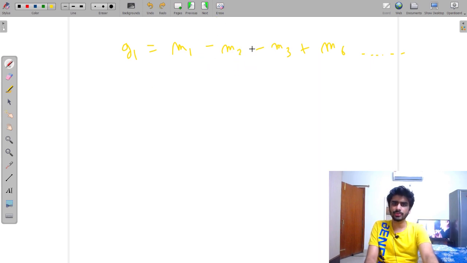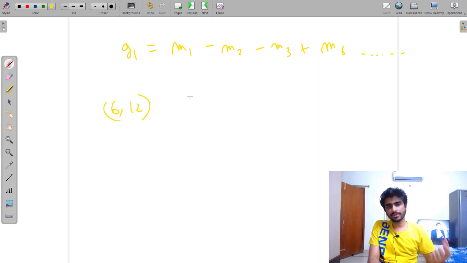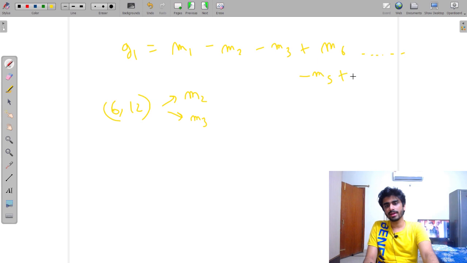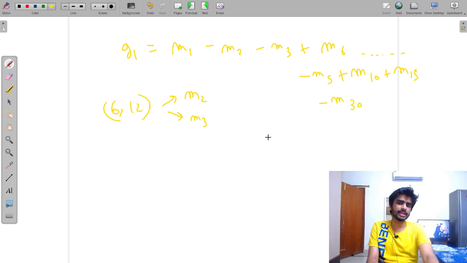We will subtract M2, we will also subtract M3, but where both are multiples of 6, like 6 comma 12, we have subtracted it for M2 and also for M3, because they are multiples of both 2 and 3. So we have to add it once again. That's why we add M6, and similarly we subtract M5, then add M10 and M15, and then subtract M30, and so on. This is the inclusion exclusion thing.